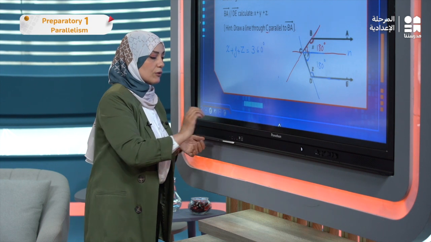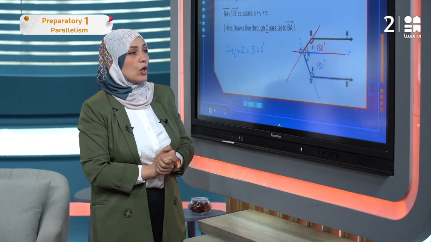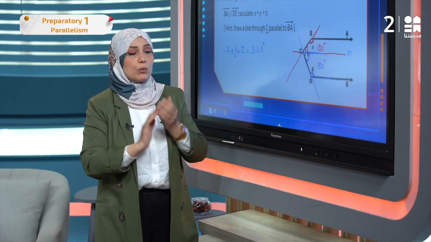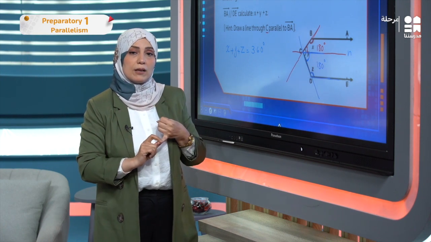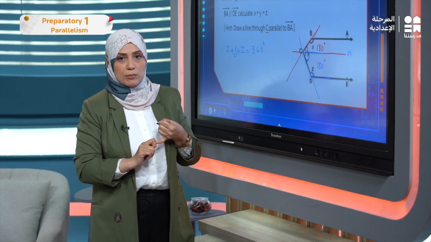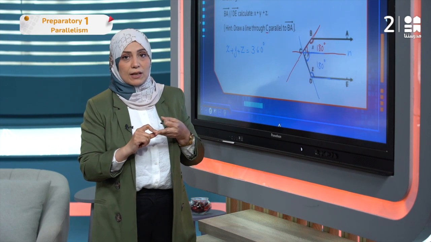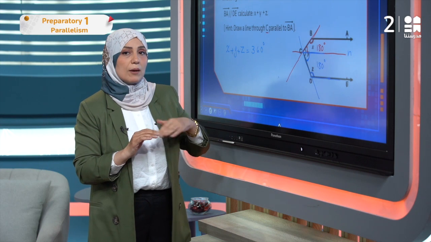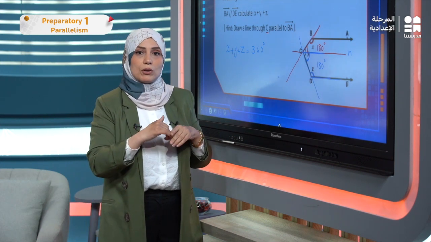Okay, let's focus on the brief summary for today's lesson. We studied parallel lines when we have two parallel lines and a transversal. So the alternate angles, they are making letter Z and they are equal in measure. Then, if we have a transversal for two parallel lines, the corresponding angles will be the same measure. And the last one, interior angles. Interior angles means what? One is above the line and the second one is under the line.